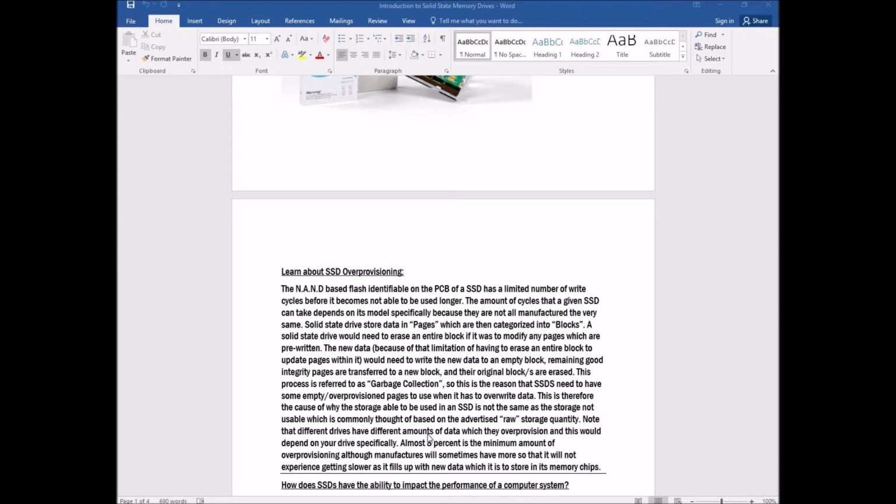Note that different drives have different amounts of data which they over provision, and this is why it would depend on your drive specifically. Almost 8% is the minimum amount of over provisioning, although manufacturers will sometimes have more so that it is not experienced as slower as it fills up with new data, which is to be stored within its memory chips.